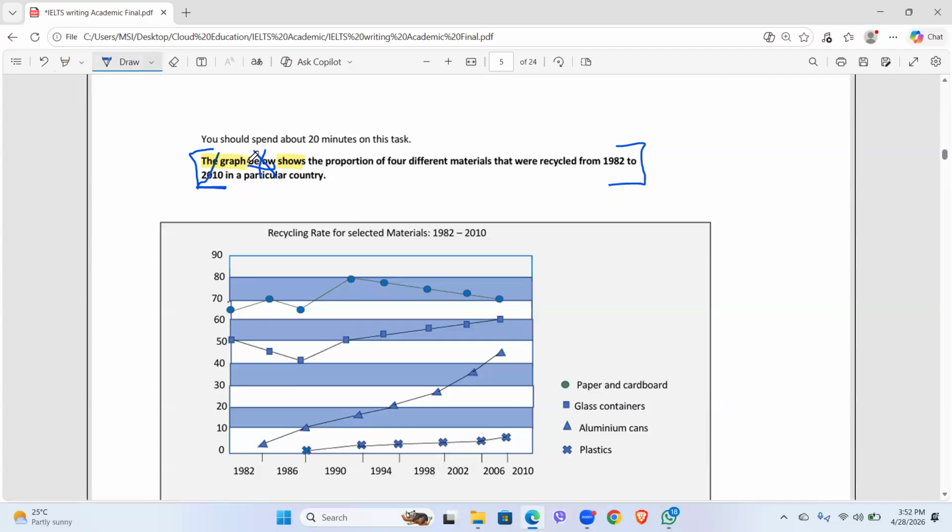What can we write? I think yesterday also we discussed this. In place of shows: gives information, provides information, illustrates, demonstrates, describes, what others? Highlights. In place of shows, you can use that word, right? And in place of the proportion, what can we write?